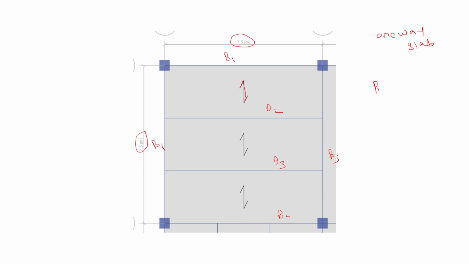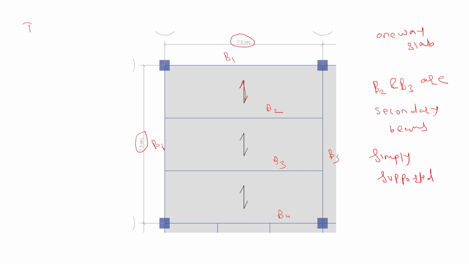So here B2 and B3 are secondary beams. They are not resting on the column, but they are resting on the beams. So we know that generally our secondary beams are simply supported. Now I will tell you how to verify the results. We will verify the result for this particular beam, that is B2.